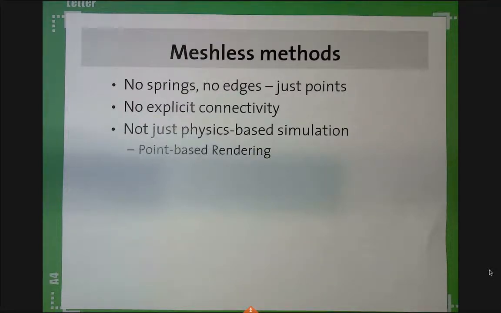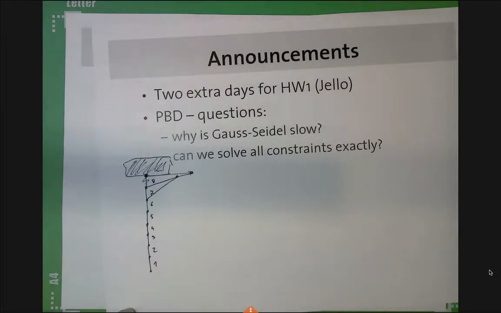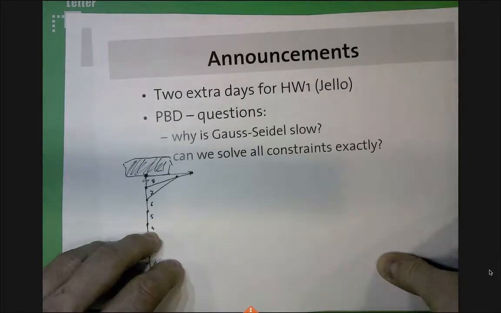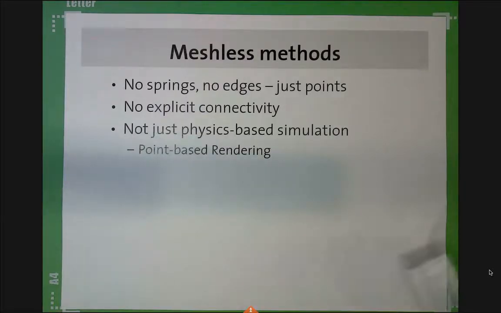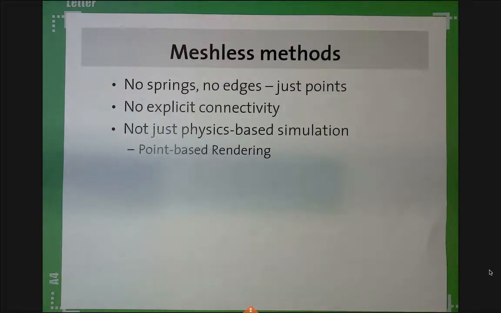Just like I drew the rope to begin with, there were some particles or points connected with some springs or some constraints. So in these meshless methods, there is no, at least no explicit connectivity, which simplifies things quite a bit. You had to deal with it in your Jello, right? How things are connected together. It requires some data structures, some reasoning on how to connect things together, and then you need to traverse it. So meshless methods are easier because they don't require you to maintain any connectivity at all.